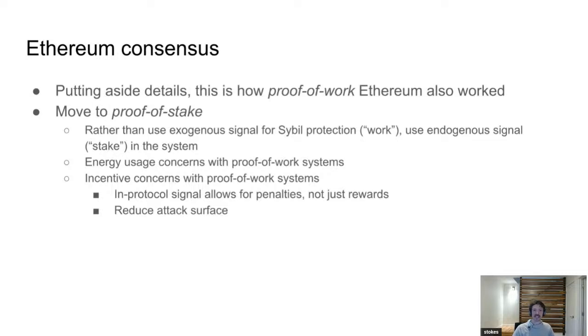And proof of stake, because you then have the actual consensus resource within the protocol itself, gives you a lot more flexibility around implementing this stick. In particular, what we mean is you can actually hand out penalties for bad behavior, not just rewards. This reduces attack surface and generally makes the system more secure.